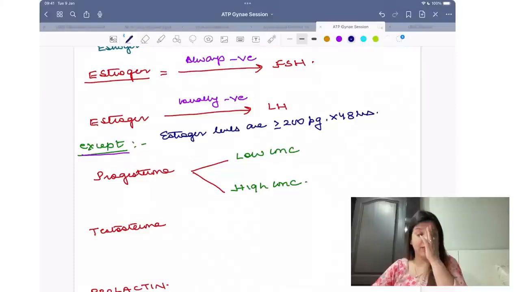Balveer, this class is useful for NORCET or not? Abhi NORCET ke liye nahi. Don't do it for NORCET just now. Right? NORCET ke liye I'll take a different class. This is a gynae class and this is too much of gynae for NORCET. NORCET mein itni gynae nahi aati.